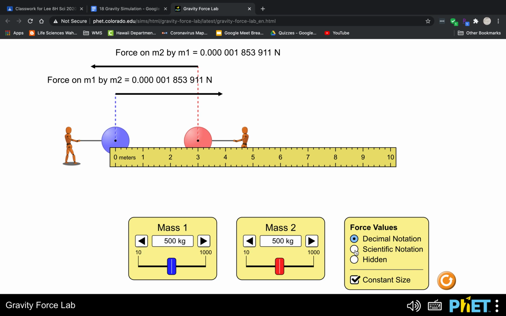If you remember from last year, scientific notation is a way for scientists to write really big numbers or really small numbers in an easier way. We used it for very big numbers with the years of the Earth. We're going to use it for very, very small numbers for the force of gravity. And what you're essentially doing is moving the decimal spot 1, 2, 3, 4, 5, 6 spots. So now it becomes 1.85 times 10 to the negative 6, because you moved the decimal 1, 2, 3, 4, 5, 6 spots to make it scientific notation.